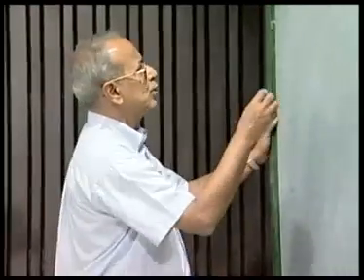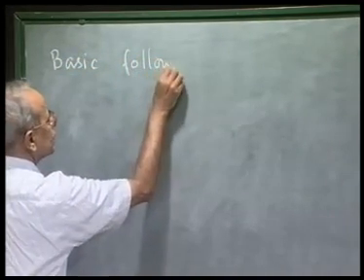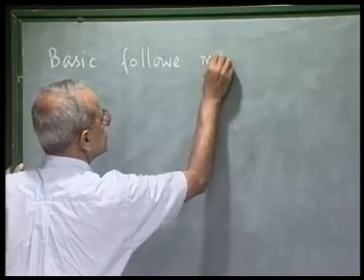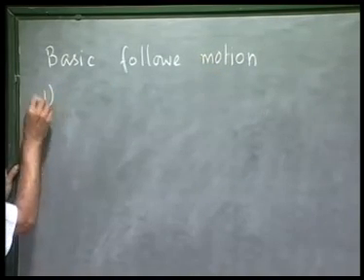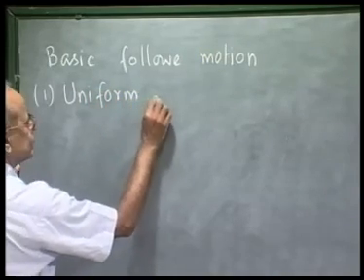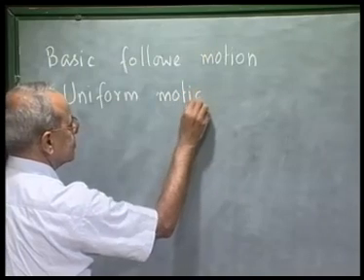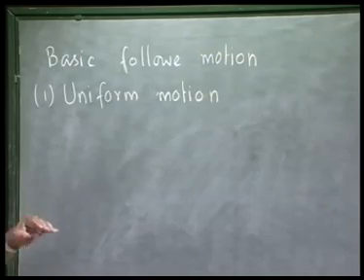Next we shall discuss some typical basic motion of the follower which are used. The next topic of our discussion is the basic follower motions. Those are the motions of the follower which are normally desired, and we group it as basic follower motion. The first one we discuss is known as uniform motion. By uniform motion we mean that both the rise and return of the follower takes place with constant velocity.